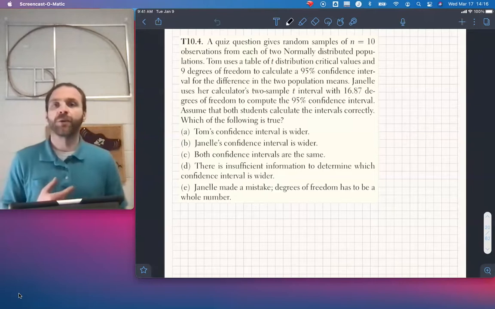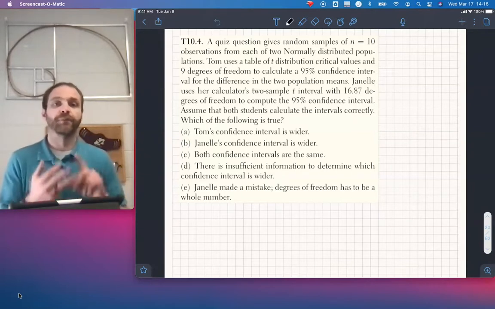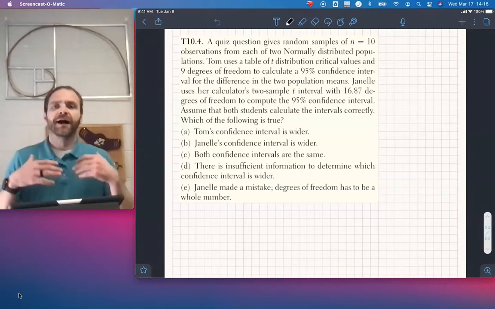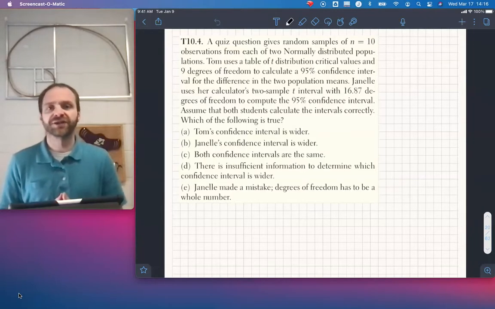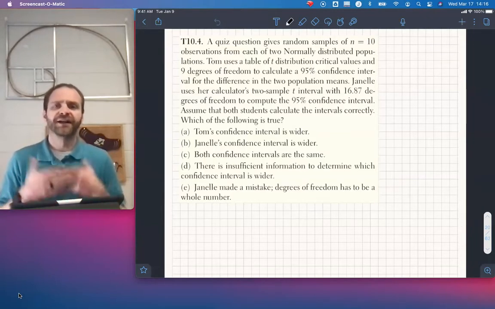Tom's confidence interval is wider. Janelle's confidence interval is wider. Both confidence intervals are the same. There's insufficient information to determine which confidence interval is wider. And Janelle made a mistake: degrees of freedom has to be a whole number.